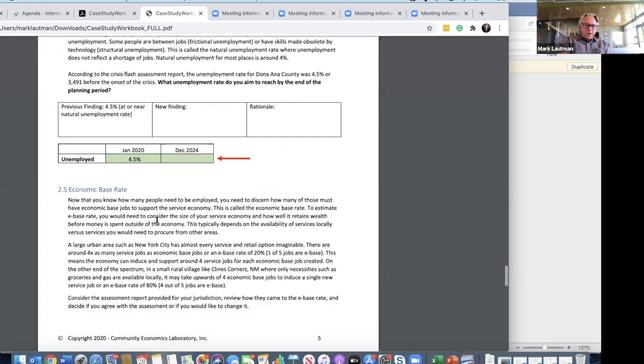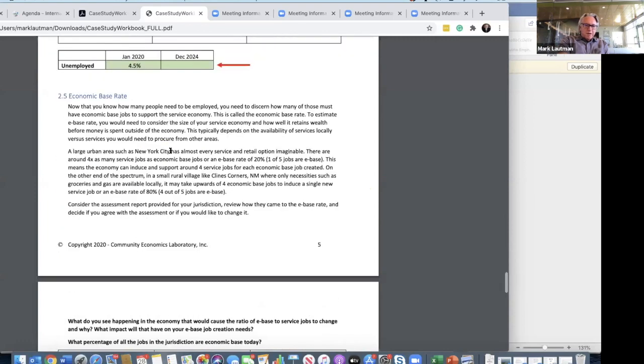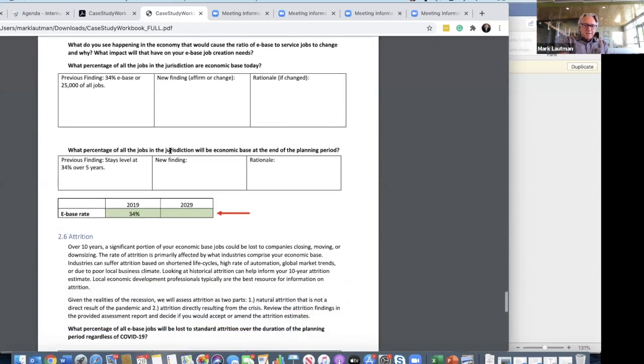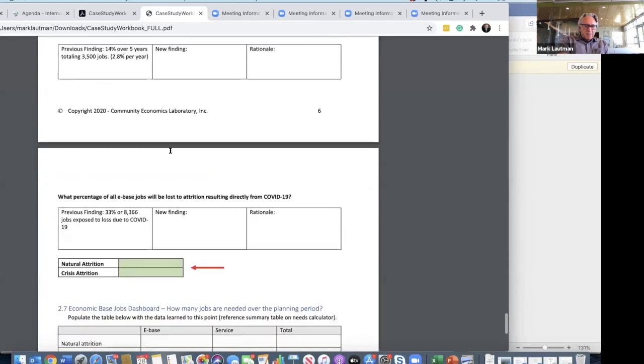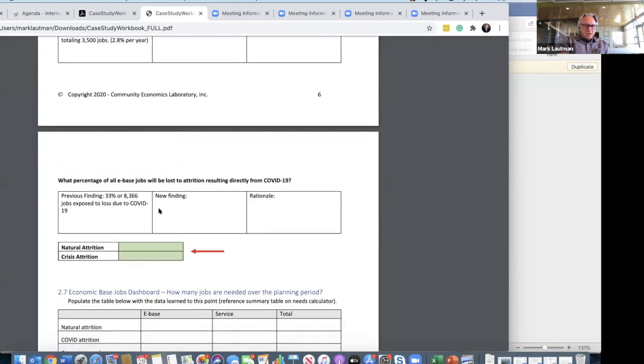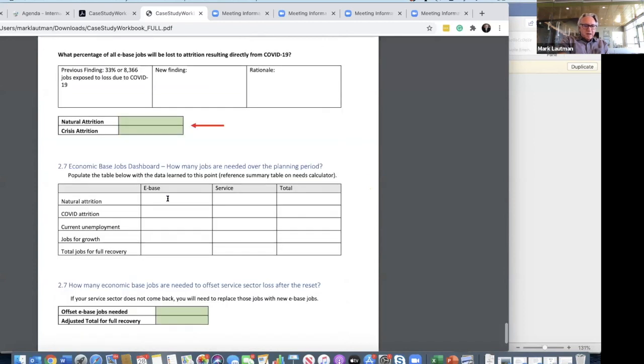So we have the unemployment number to confirm, and then the economic base number to confirm, and then the natural attrition to peg.